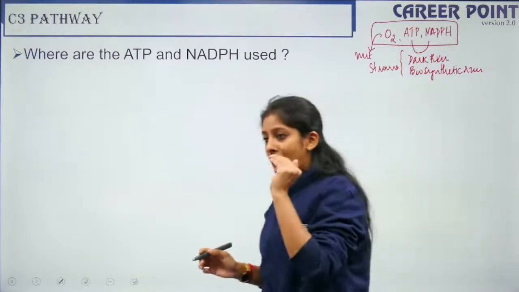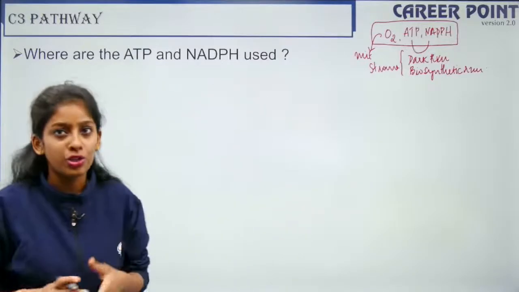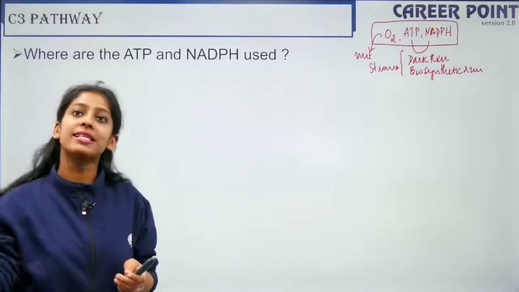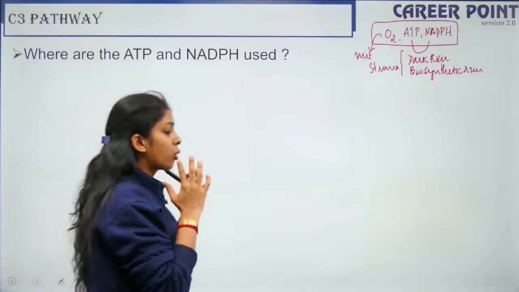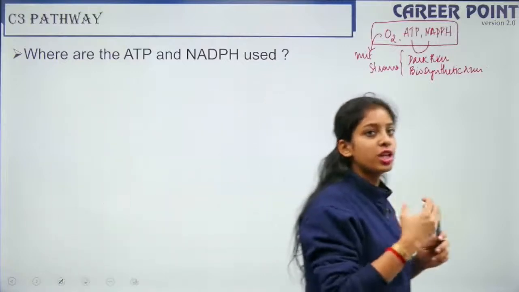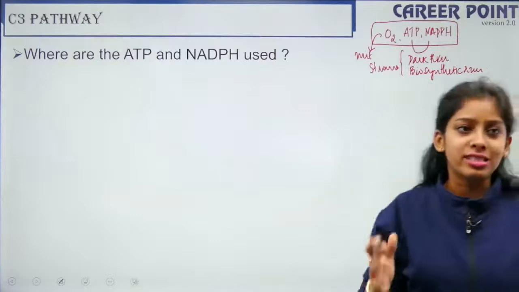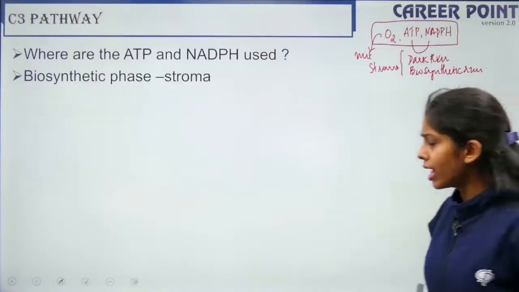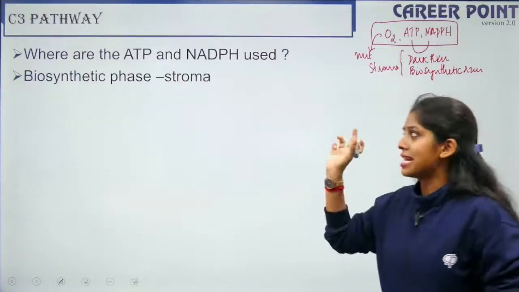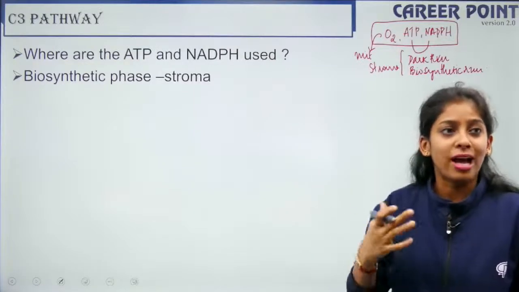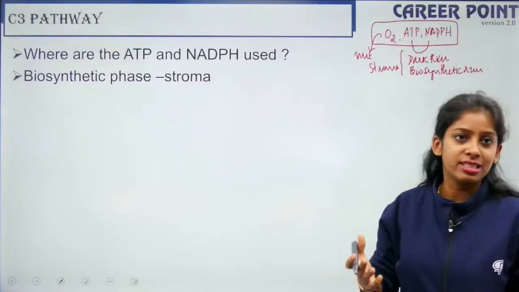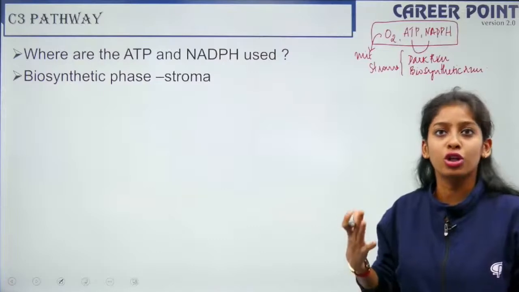How does this biosynthetic phase happen? How does the carbon dioxide get converted into a 6-carbon sugar molecule? There we came across the C3 pathway. This ATP and NADPH are used in the biosynthetic pathway, and this biosynthetic phase happens in the stroma of the chloroplast.